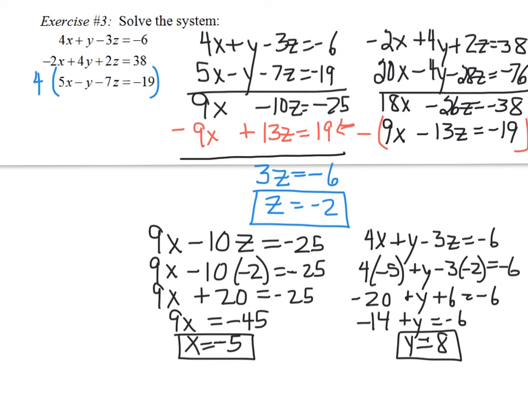So once again, when we want to write down our final solution, we would write that in the order of x-coordinate negative 5, y-coordinate 8, z-coordinate negative 2. So it's always an ordered triple that I'm going to have as my solution.